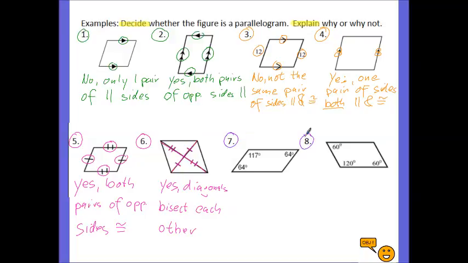And now in examples 7 and 8, we have some markings on angles. So we have angle measures given, and let's see these two angle measures. What do they add up to? 117 plus 64 is actually 181 degrees. So the answer is this is not a parallelogram because the consecutive angles are not supplementary.